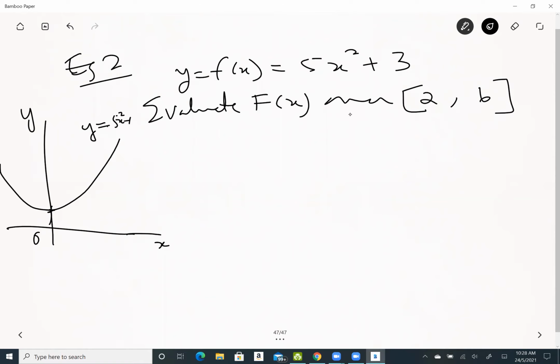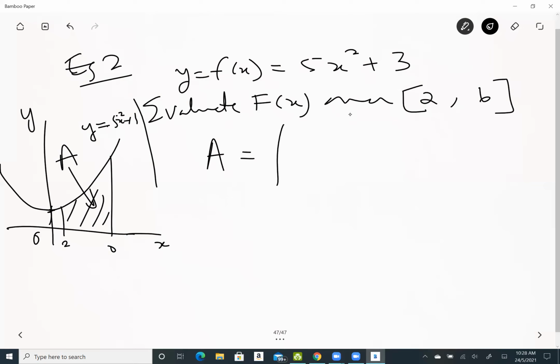Okay, so it's between 2 and 6. So this is 2, that is 6. So that is the area that we're talking about. So we are looking at the area, which is the integral from 2 to 6 of 5x squared plus 3. I will go to finish it up.